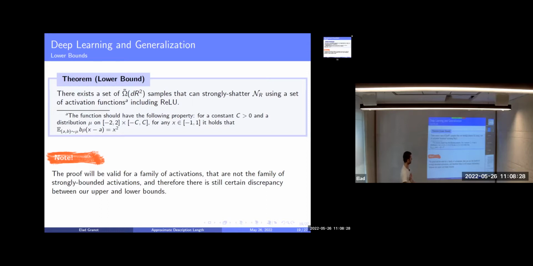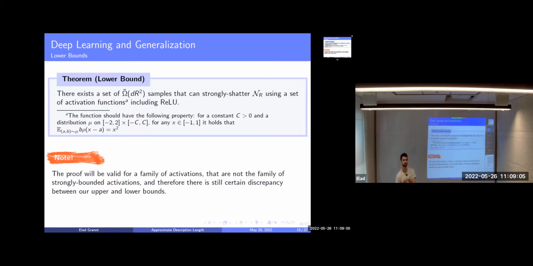Okay, and one small note that I've already said: the set of upper bound functions and the lower bound functions are not all the same, but are different sets. So we know that there is some discrepancy in our upper and lower bound. So this is still an open case, but there are some functions that do satisfy both, and for them, of course, we have a tight bound.